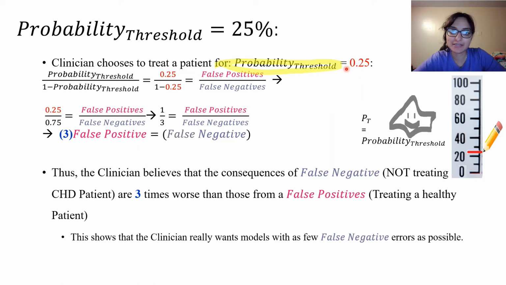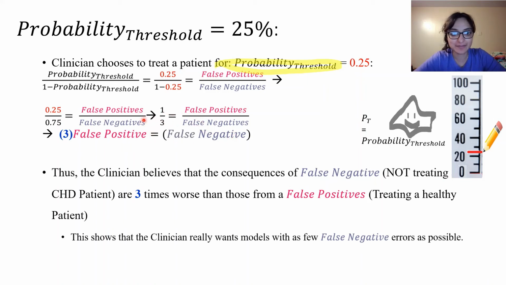So basically, the patient will be treated as long as he, she, they has a predicted probability of CHD that is 25% or above. So if you have at least a 25% chance of having coronary heart disease, then the clinician automatically assigns you to the positive class and predicts that you will have CHD and then decides to treat you. So then based on this, this is 0.25, this is 0.75, which is just the same as 1 over 3. 1 over 3 equals false positives over false negatives.